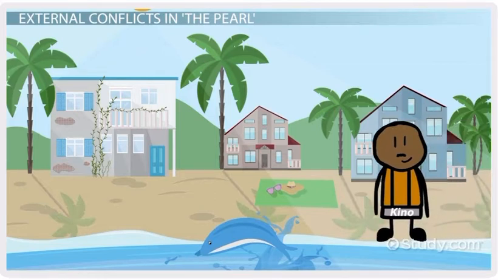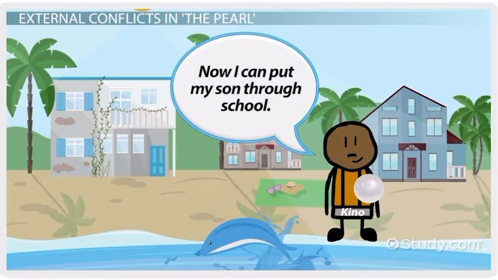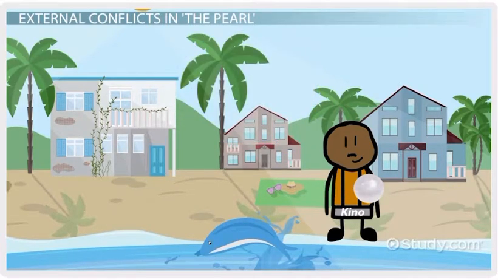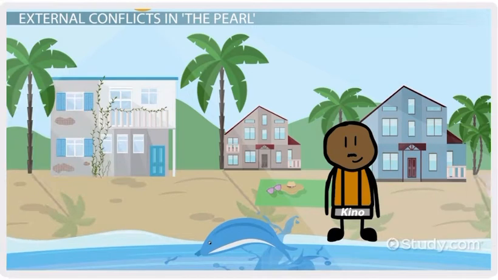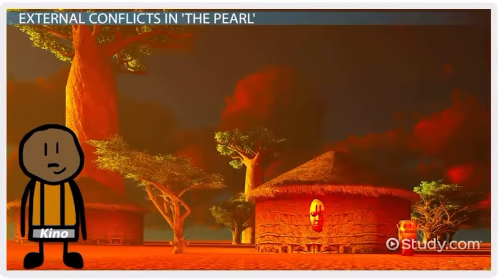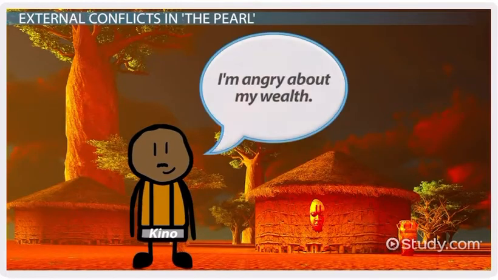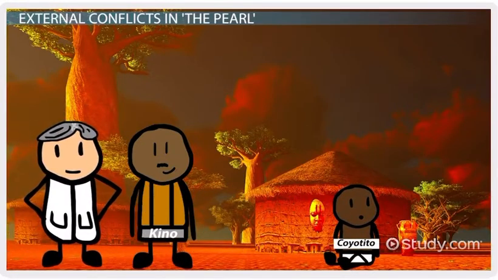Kino is a poor man whose life is transformed when he finds a large pearl. While he dreams of a better life for his family, he immediately becomes the target of greedy people, such as the doctor, the pearl dealers, and the trackers. Even the natural elements seem to stand in the path to his dream. As he deals with these external conflicts, Kino is affected internally as he becomes increasingly angry and obsessed by his wealth. First, let's look at the conflict between Kino and the doctor.